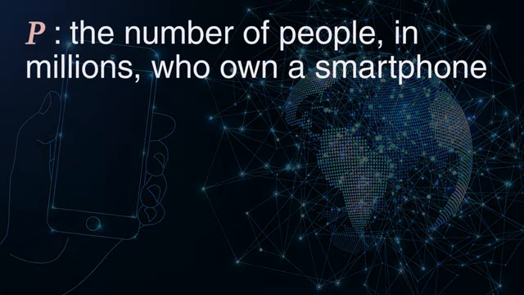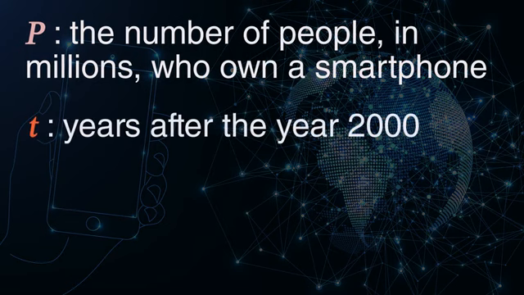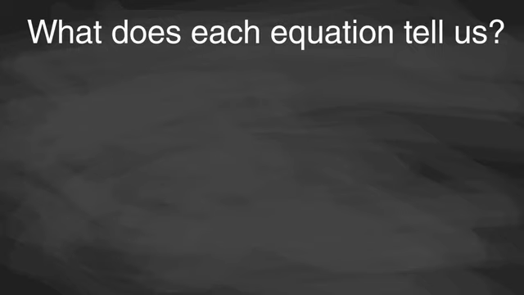The function p gives the number of people, in millions, who own a smartphone, t years after the year 2000. Let's look at some equations with p and how to interpret them. What does each equation tell us about smartphone ownership?